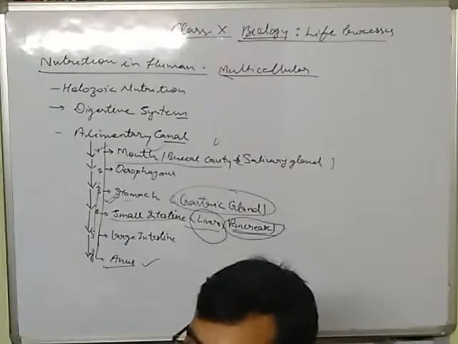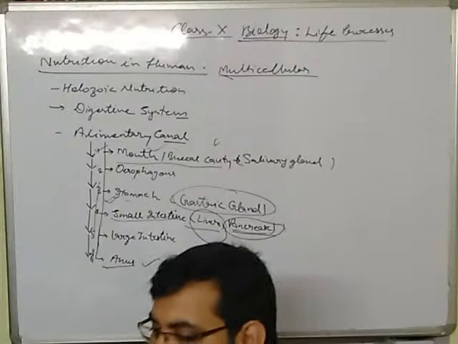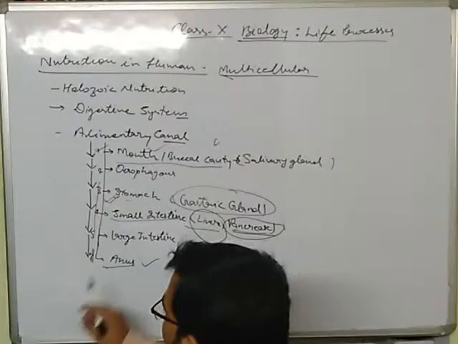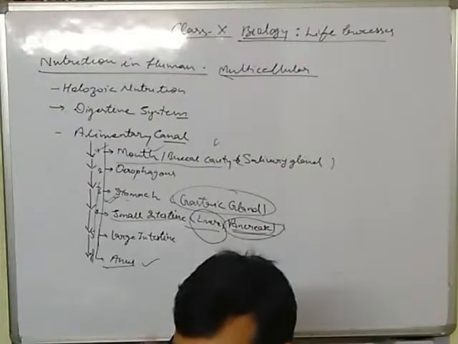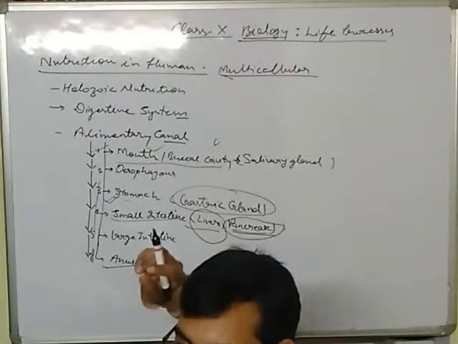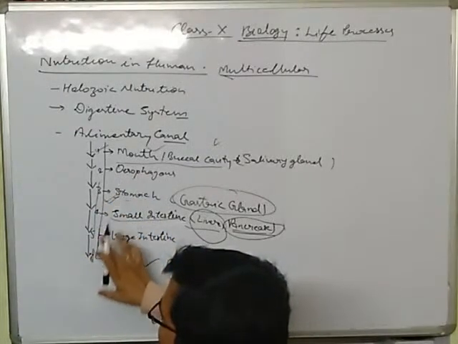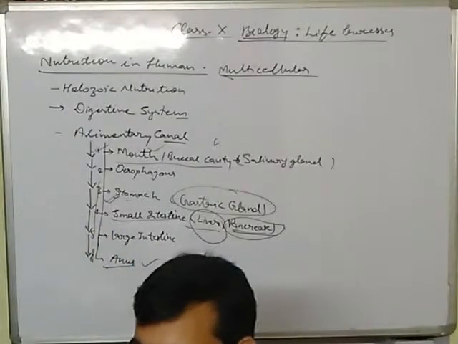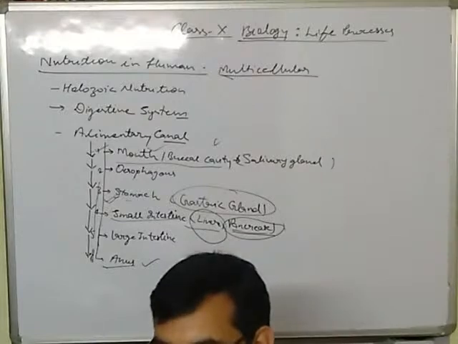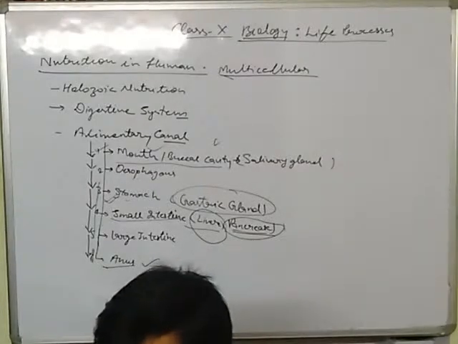Assimilation is performed with the help of the circulatory system, that is, blood. Assimilation is performed by blood, the anus performs egestion, and the mouth, the buccal cavity, performs ingestion. Digestion and absorption are performed by the stomach, small intestine, and large intestine. I think all these topics are clear to you, and you are able to understand all these things.